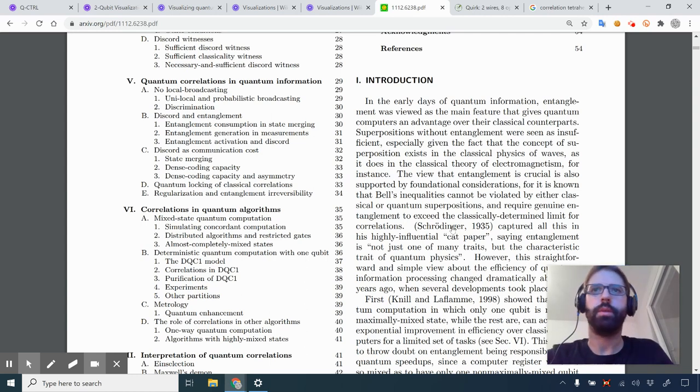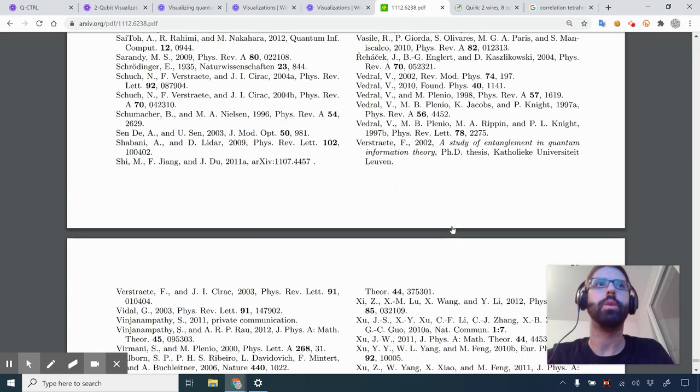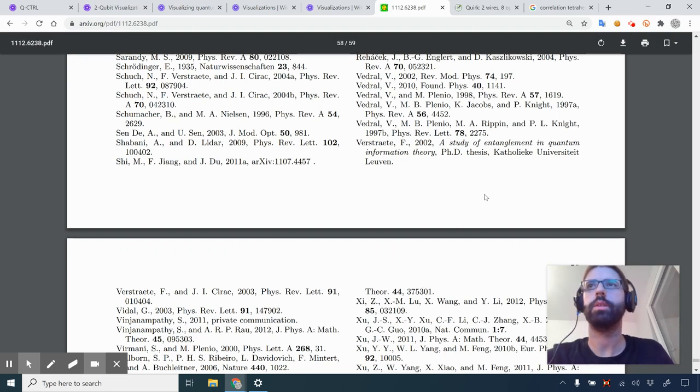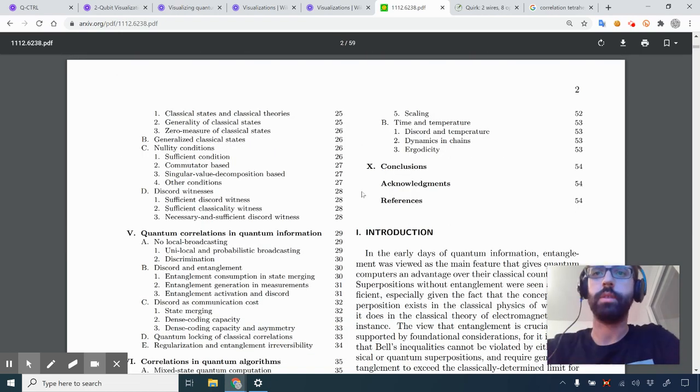Schrodinger, 1935. Is this paper available? Oh, that's going just to the... okay, I'll check it out later. I didn't want to jump to the notes, the references.